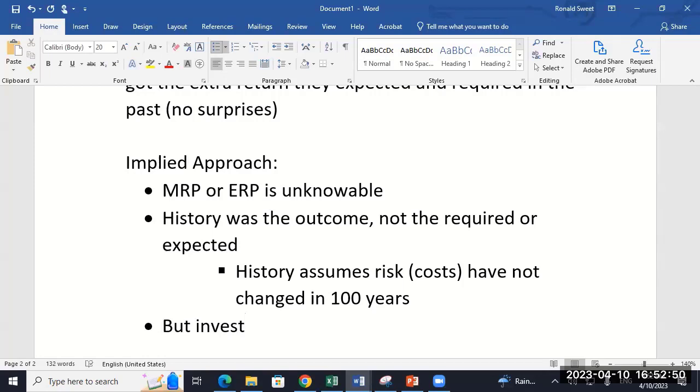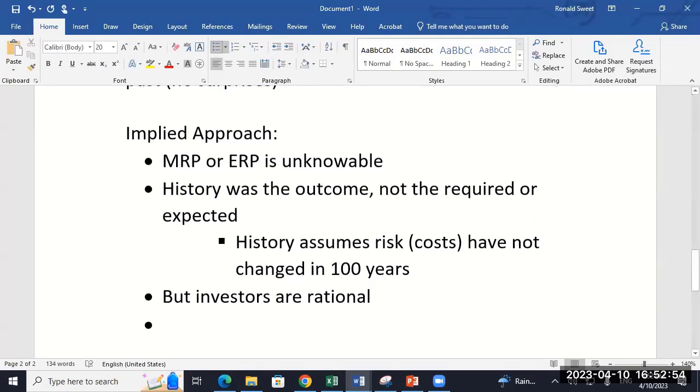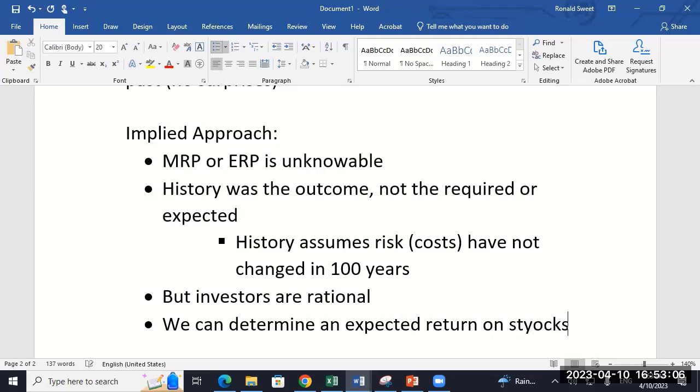Investors are rational. So what the implied approach says is we can determine an expected return on stocks. All right, we're going to talk about that. That's what Thomas was asking about, that expected return on stocks. How do you handle stock buybacks in that expected return? We already talked about this earlier. You put this on exam 1.